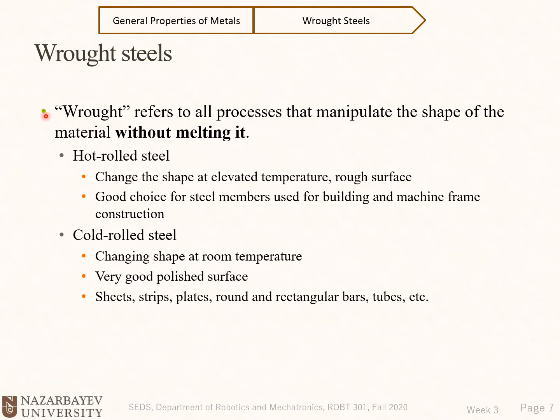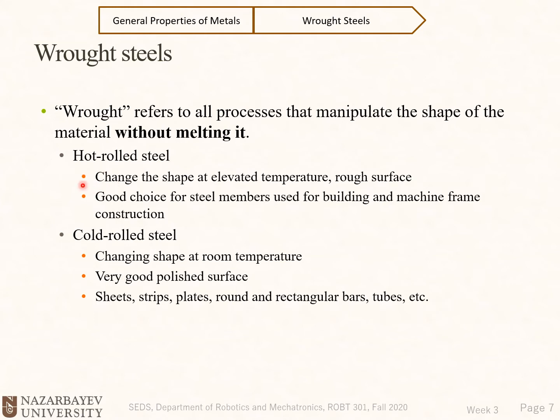Wrought steel refers to all processes that manipulate the shape of the metal or material without melting it. So if we shape the material without melting, we call it wrought. And we have two kinds of wrought steel: hot rolled and cold rolled. I suggest you refer to the previous session and see the differences between hot work and cold work mechanical processes, to understand the differences between the mechanical properties of these two kinds of rolled steels.